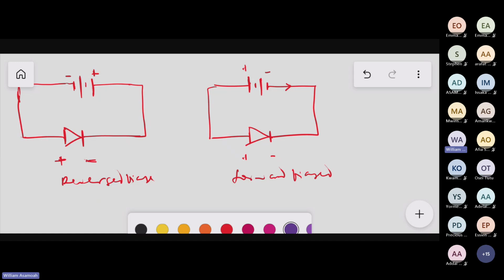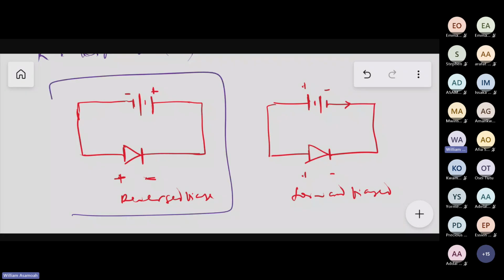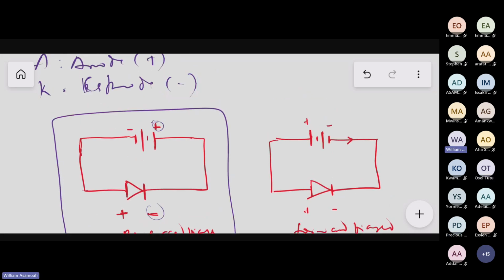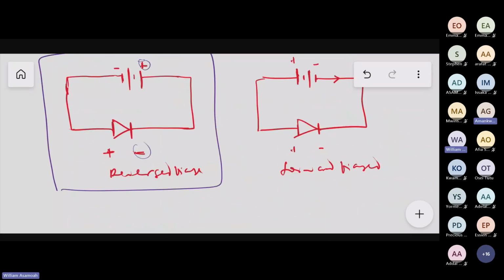So that's what I've done in this circuit. You see that the negative is connected to the positive here. Have you seen it? So this one is reverse biased. Okay, thank you, that was a good question. Now, any other question before I move on?